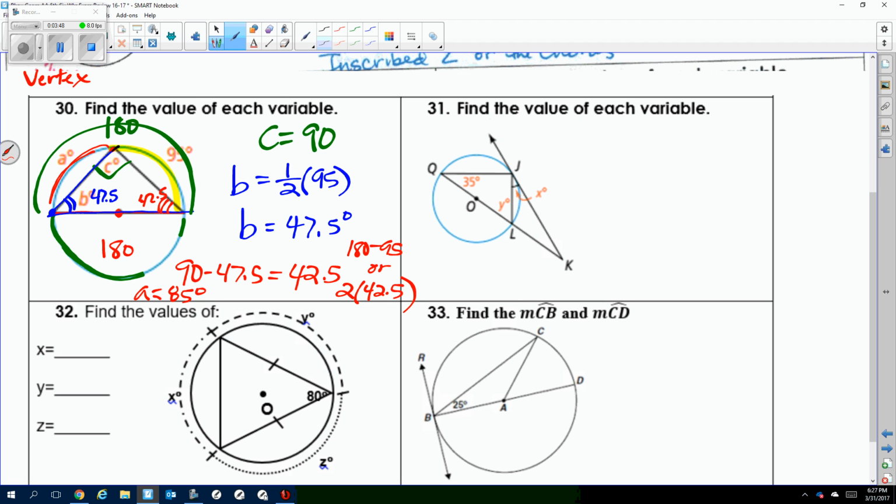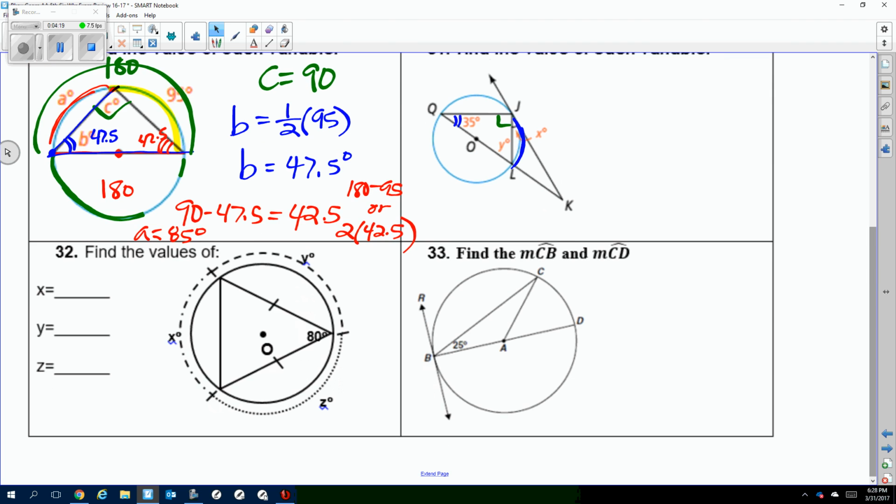All right, so you're going to try 31. To help you, I'm going to make sure we start with using our 35 degrees and this arc. Remember, that arc is double that 35. Knowing that arc will help you get to the angle X, okay? And then, don't forget what I showed you. Have a right angle, that'll help you get to Y. So there are some hints there. Let's do 32 together, okay?